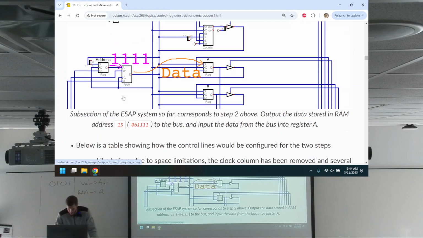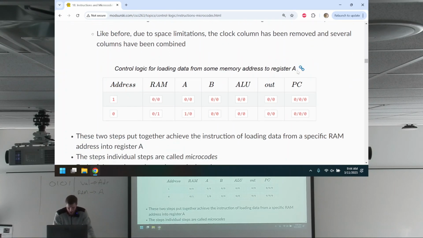I think I show you that here. Exactly. So the first one is address in. So wherever that data is coming from, we don't know. But address in, one microcode, and then RAM out, A in, another microcode. Two steps. Each step takes one clock pulse. This means if the instruction is load the value from some memory address into register A, that instruction actually takes two clock pulses. We get tempted, I think, to think like each clock pulse is an instruction.